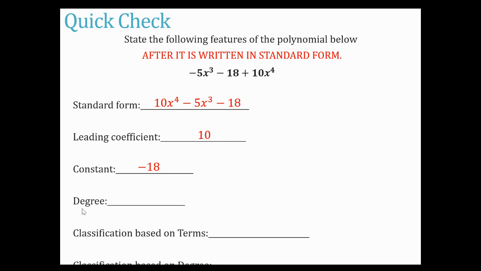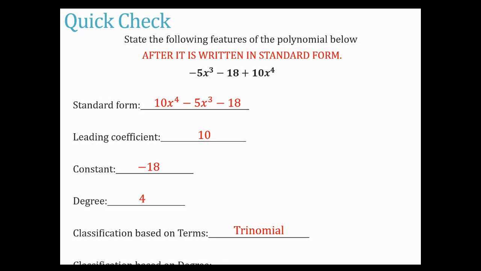Now let's find the degree. If you remember the definition of degree, it is the highest exponent in our polynomial. So that's usually, if it's already written in standard form, going to be the exponent in the first term, which in this case is 4. Now the classification based on the terms. So that means we want to count how many terms are in our polynomial. So remember, addition and subtraction is what separates these terms. So we can see we have one term here, one term here, and one term here. So this is 1, 2, 3. A polynomial with 3 terms is called a trinomial. So this is a trinomial.